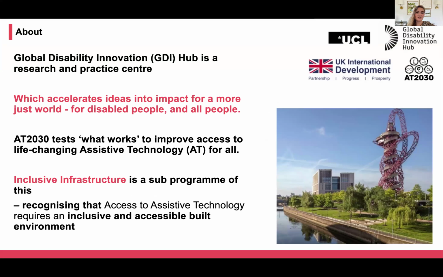So before we dive into the research and into the panel discussion, a quick word about who we are. The Global Disability Innovation Hub, or GDI Hub, as I will refer to it numerous times, no doubt, in this webinar, is a research and practice centre based at University College London, which accelerates ideas into impact for a more just world for disabled people and for all people. The work I'm sharing today is part of our AT2030 Programme, sub-programme Inclusive Infrastructure, which is funded by UK International Development and explores the recognition that access to assistive technology requires an inclusive and accessible built environment. Next slide.